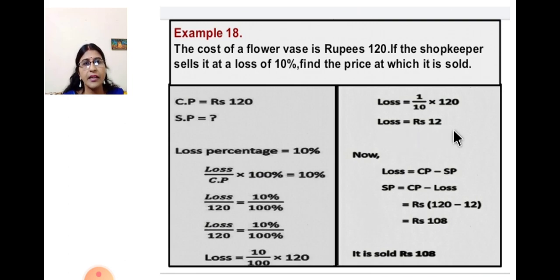So we got loss. Now we have to find out selling price. So as you know, loss is equal to CP minus SP. So SP will be, now if I bring this to this side, so what will happen? This will take it to the other side. So here it is positive. When you take it to this side, it will become minus. So SP is equal to CP minus loss. And then we will substitute the value. As CP is 120, we'll write in place of CP 120. And loss is how much? Just now we have calculated. It is 12. So 120 minus 12. So 120 minus 12 is 108. Therefore, it is sold at rupees 108.